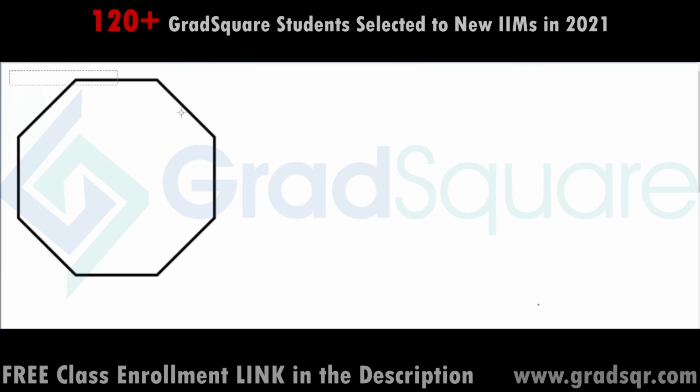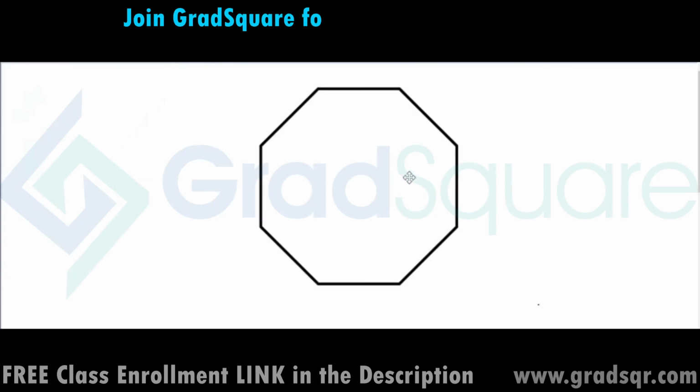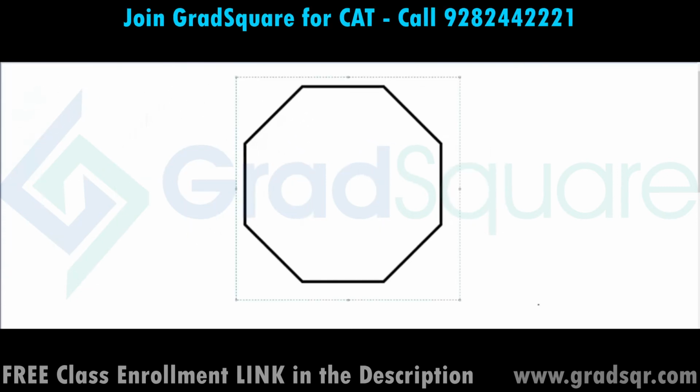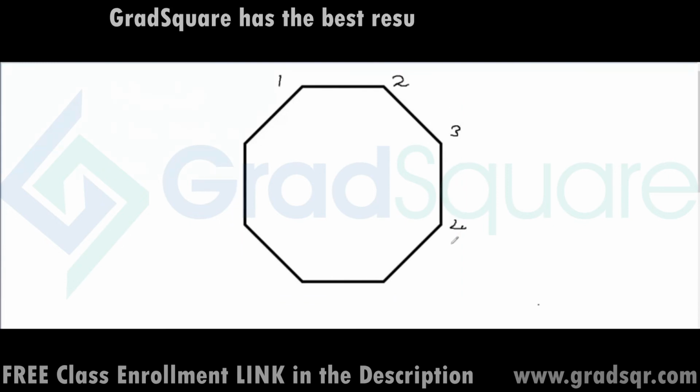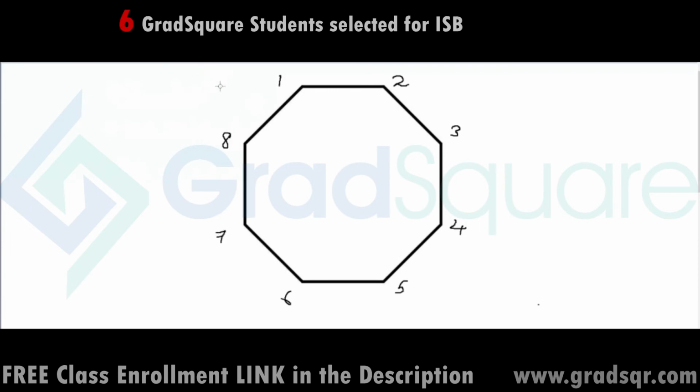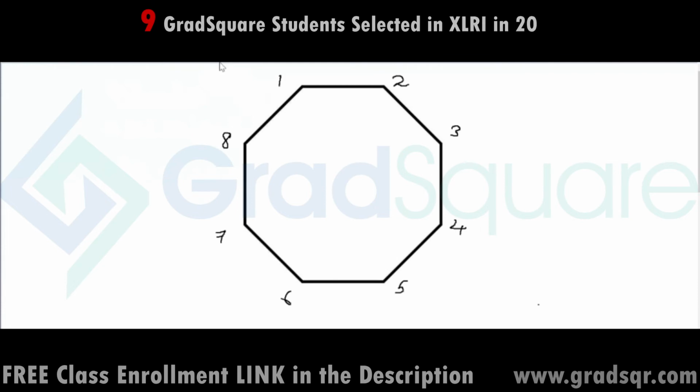Suppose I have a regular octagon like this. Let me call this regular octagon 1, 2, 3, 4, 5, 6, 7, 8. So there are several diagonals that I can draw in this regular octagon, right? Diagonals are drawn by joining any two vertices which are not adjacent to each other.